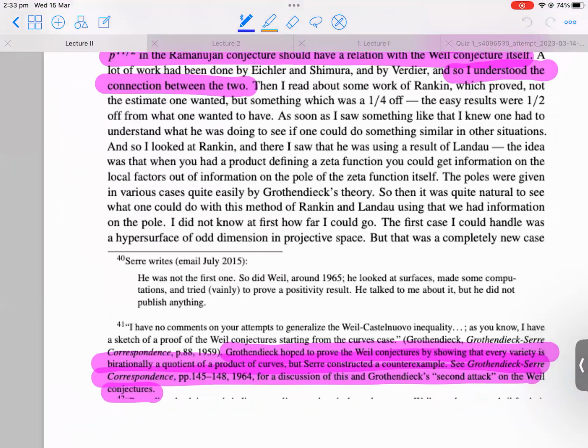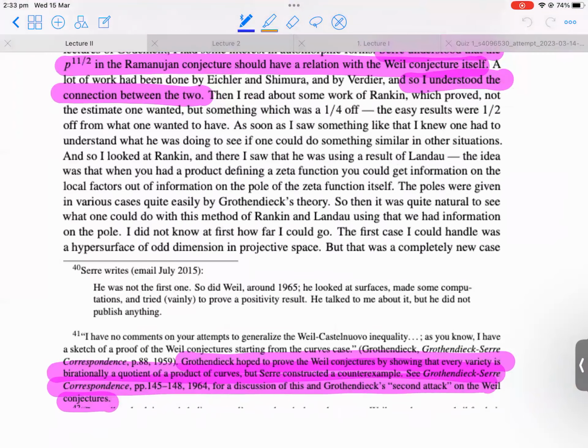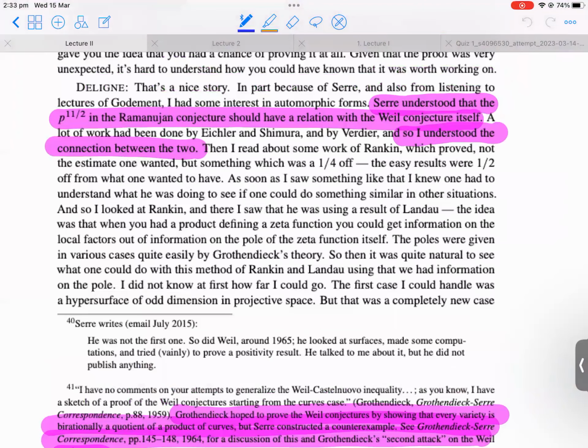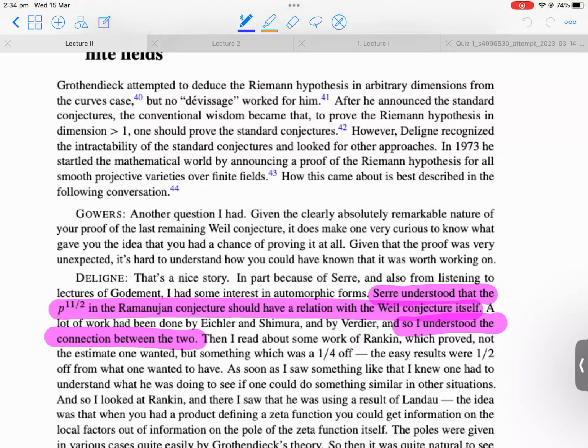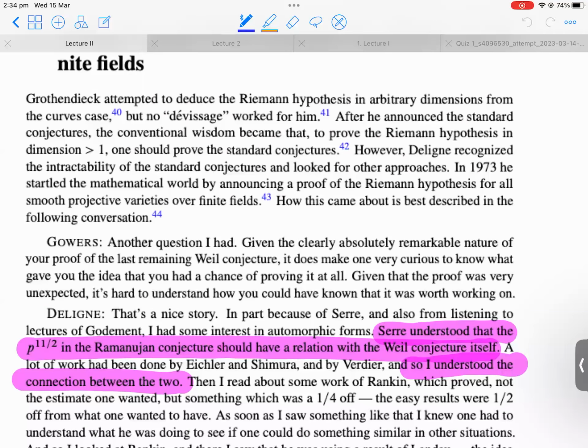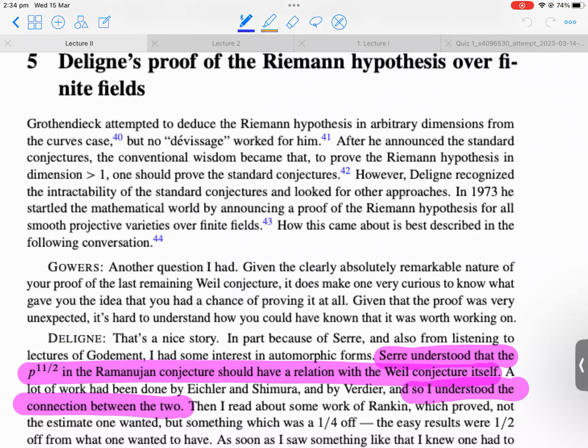But okay, let's now continue reading. After Grothendieck announced the standard conjectures, maybe we get to that at some point in this series, the conventional wisdom became that to prove the Weil conjectures in higher dimensions, one should prove the standard conjectures. However, Deligne recognized the intractability of the standard conjectures and looked for other approaches. In 1973, he stunned the mathematical world by announcing a proof.